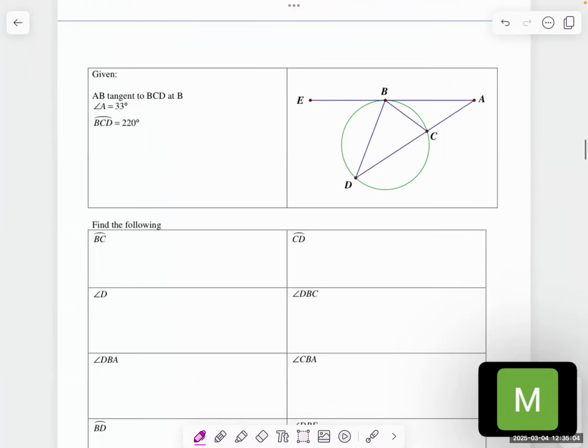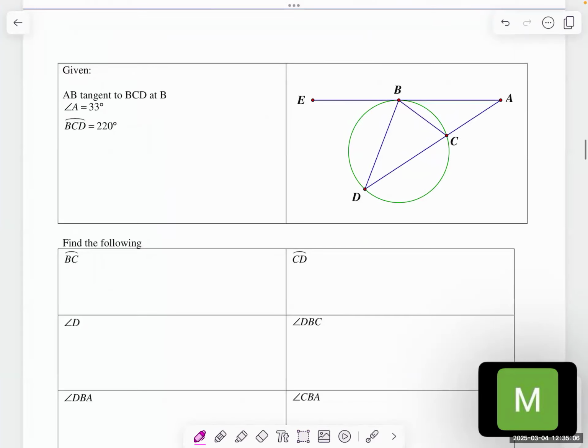So again, I talked about this in the homework video the other day. If I have angle A is 33, BCD is 220, that means BD right here has to be 140. If that's 140, what that tells me is that I can find angle BC by taking 1/2 (140 minus x) equals 33 times 2.